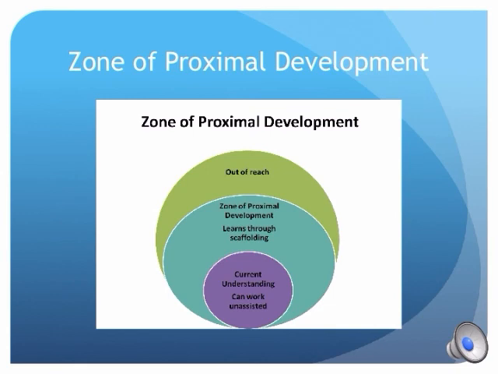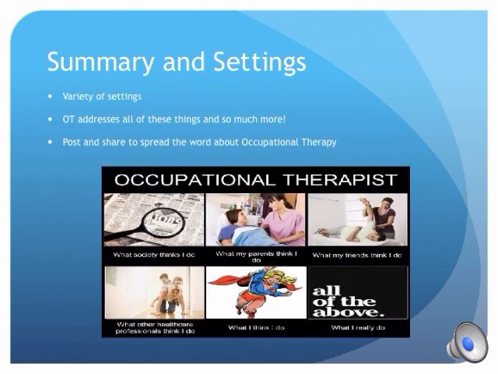Z is zone of proximal development. This is an area of functioning between the child's capabilities and disabilities. The OT can provide the child with the right tools and support to give more independence and capabilities through scaffolding with activities.